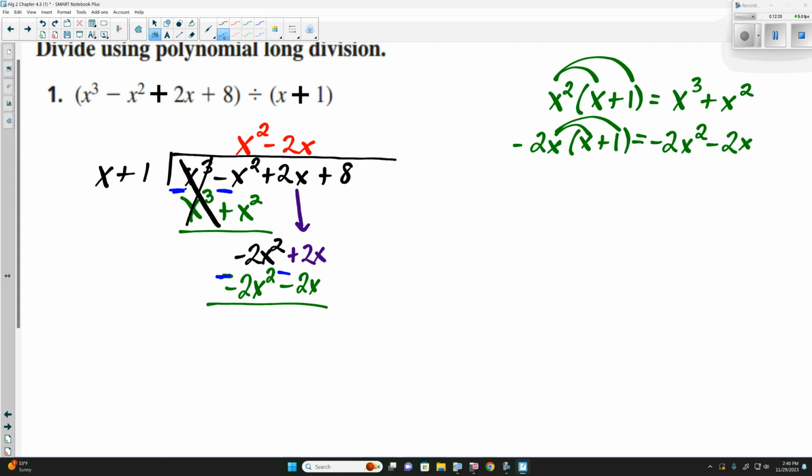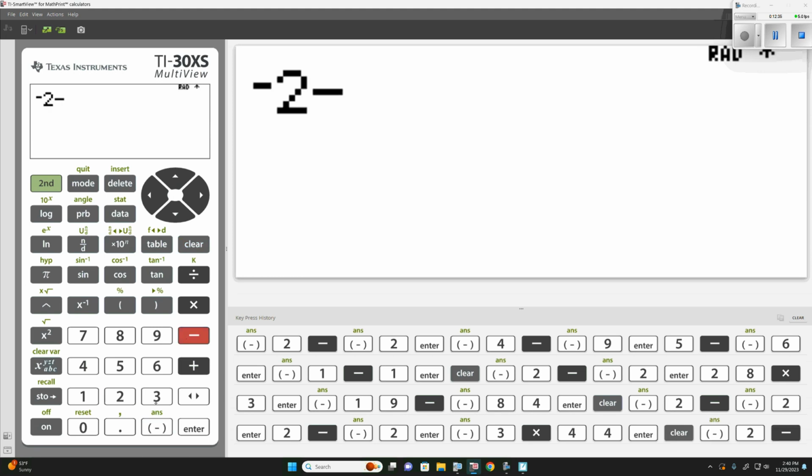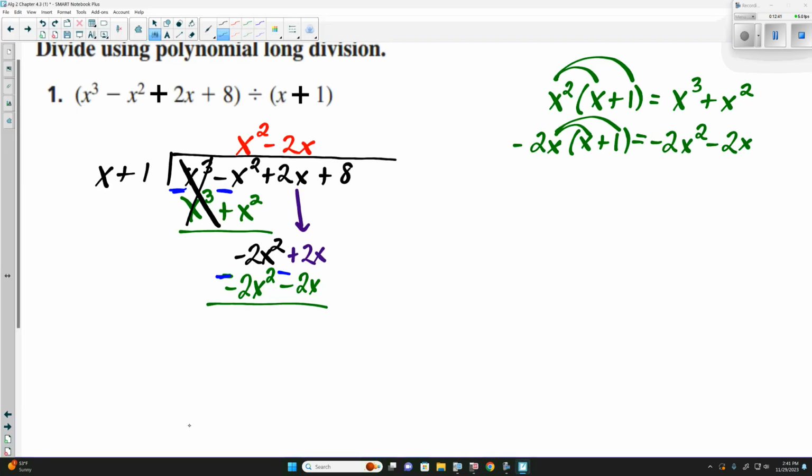And then again, we're going to subtract. Negative 2x squared minus negative 2x squared. Negative 2 minus negative 2 is 0. Negative 2x squared minus negative 2x squared is 0. 2x minus negative 2x.